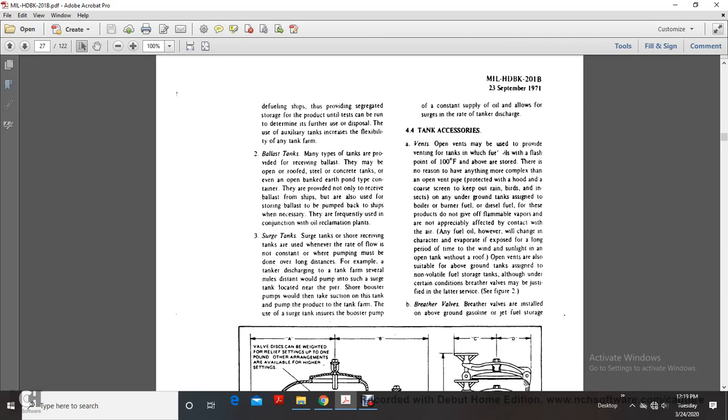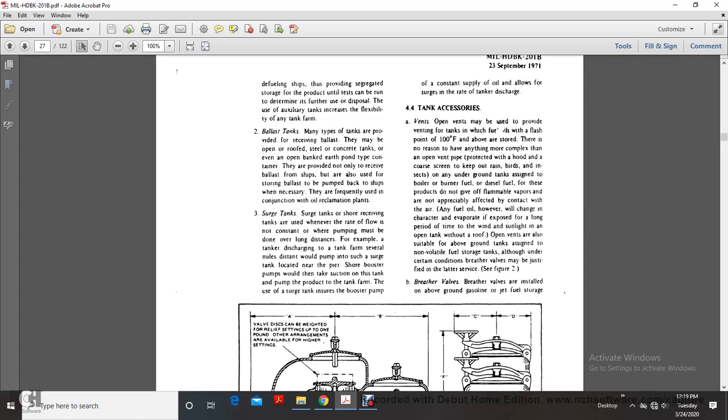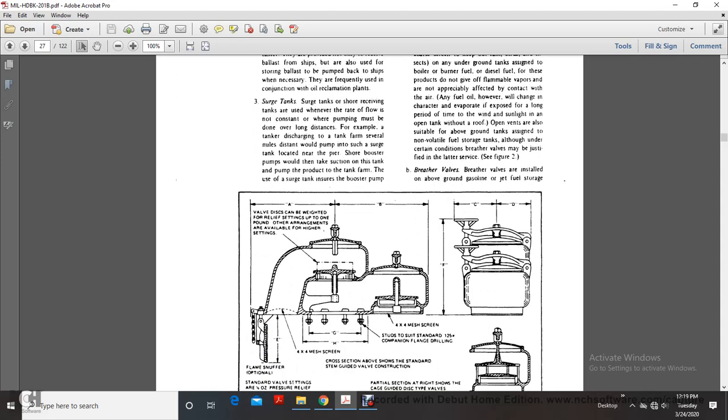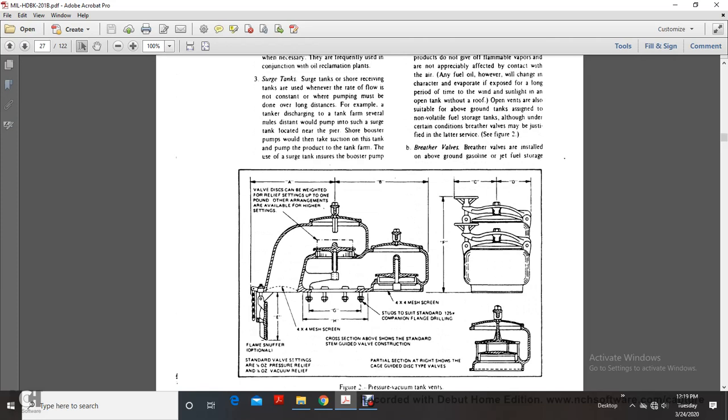Breather valves must be justified with ladder service. See Figure 2. Breather valves are installed on above the ground kerosene, gasoline, and jet fuel storage.